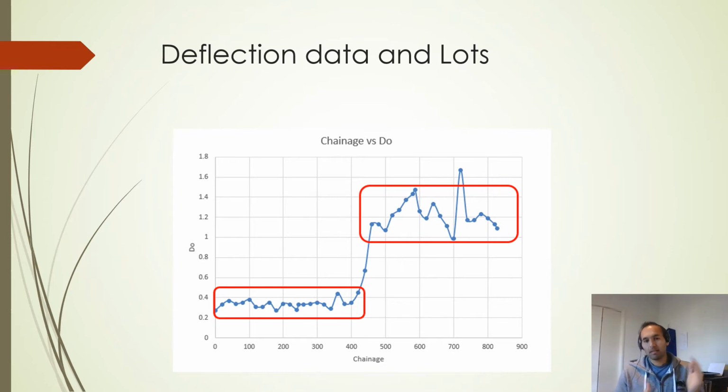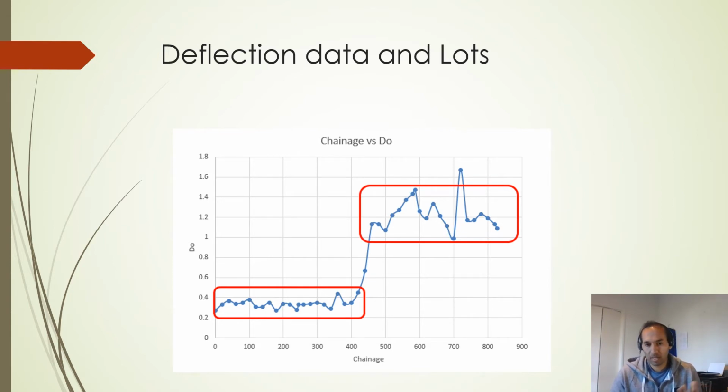Plotting it on a chart, rather than just looking at it numerically, gives us an idea of where we should be chunking one set of data as one lot and another set of data as another lot, a third lot, a fourth lot, and so on. So putting things on a chart obviously just makes things easier to visualize. So in this case, we've plotted the data, D naught versus chainage on a chart.